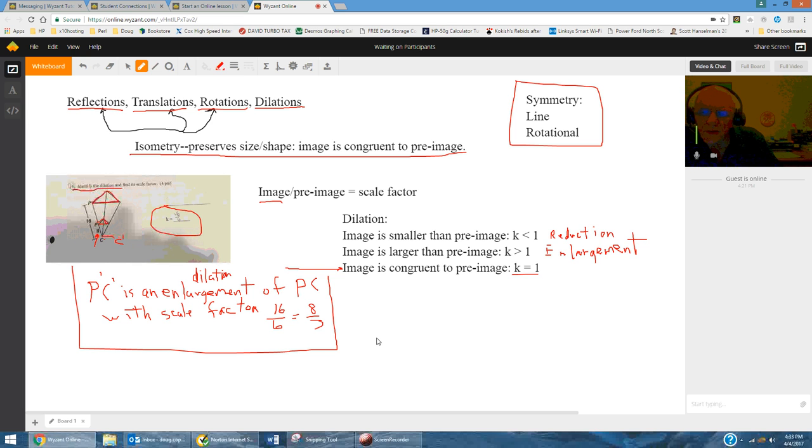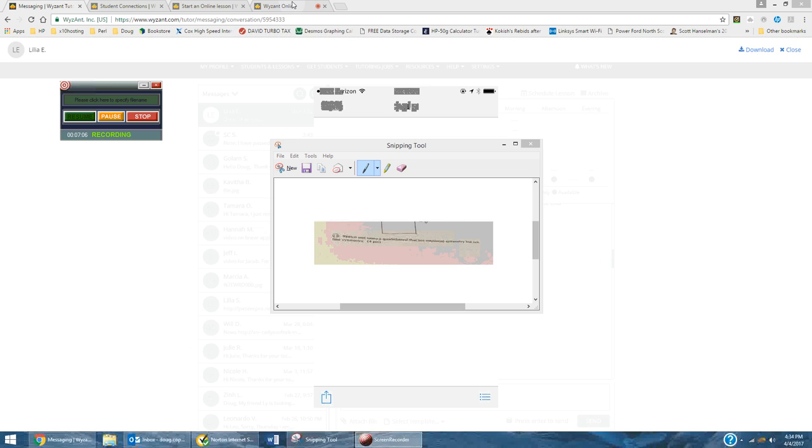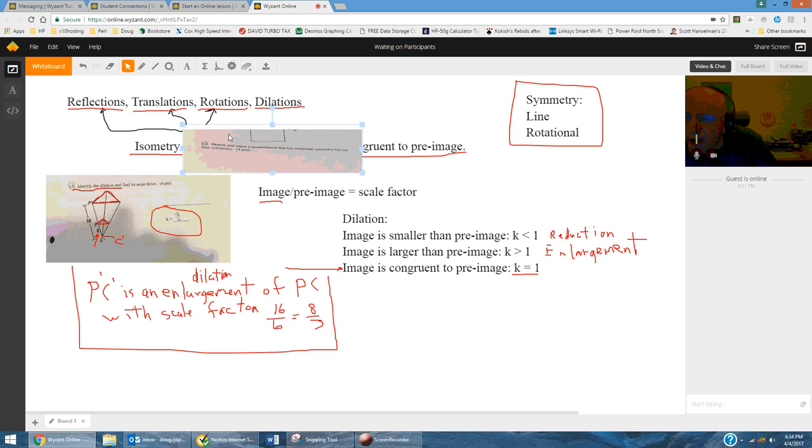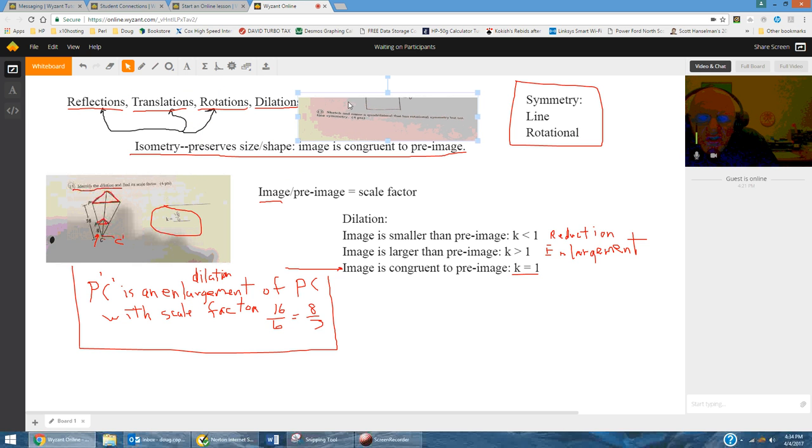Okay, now I'm going to pause the video and bring up the next problem that your mom sent. So I'm going to paste in that image, and the problem says to sketch and name a quadrilateral that has rotational symmetry but not line symmetry.